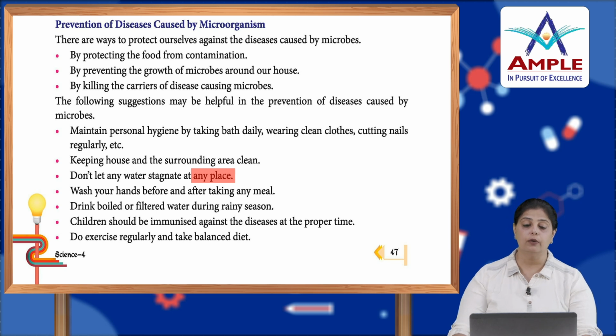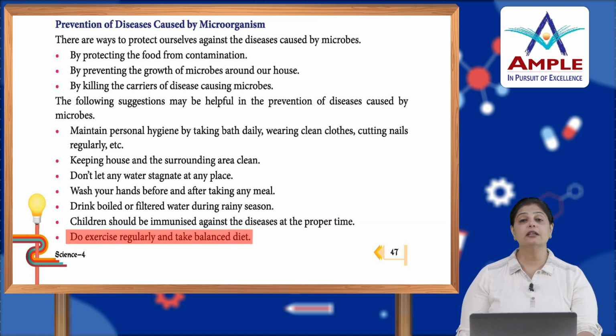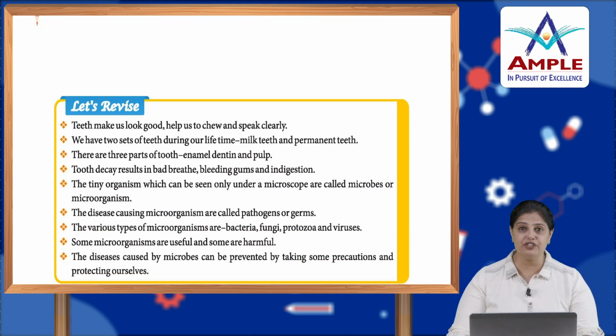Now, wash your hands before and after taking any meal, and drink boiled or filtered water during rainy season. Children should be immunized against the disease at the proper time, and do exercise regularly and take balanced diet. So, these are certain things by which you can avoid any type of harm that can be caused to you due to these microbes. All right, now let's do a quick revision.